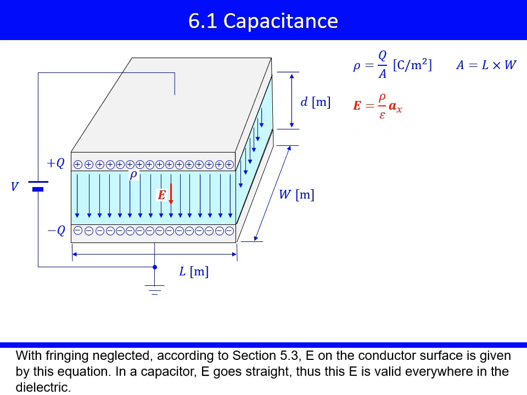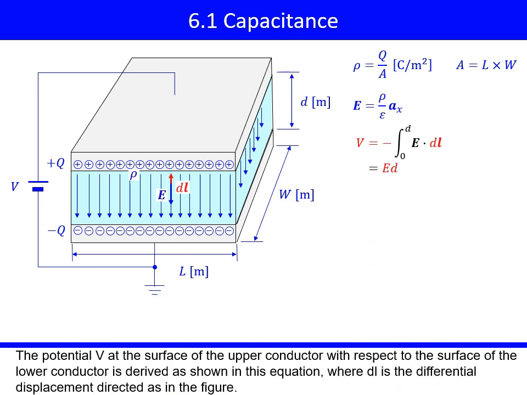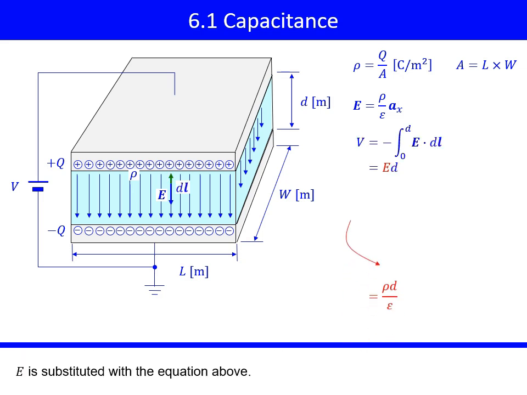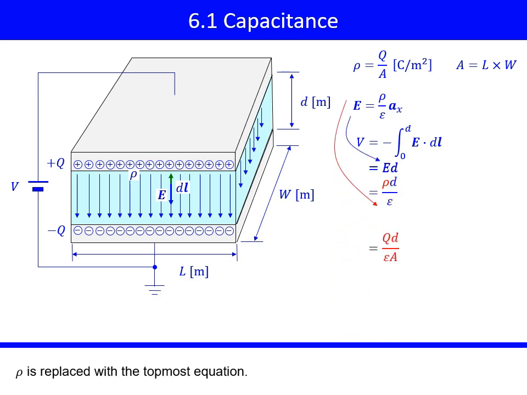With fringing neglected, according to section 5.3, E on the conductor surface is given by this equation. In a capacitor, E goes straight, thus this E is valid everywhere in the dielectric. The potential V at the surface of the upper conductor with respect to the surface of the lower conductor is derived as shown in this equation, where dl is the differential displacement directed as in the figure. E is substituted with the equation above. Rho is replaced with the topmost equation.